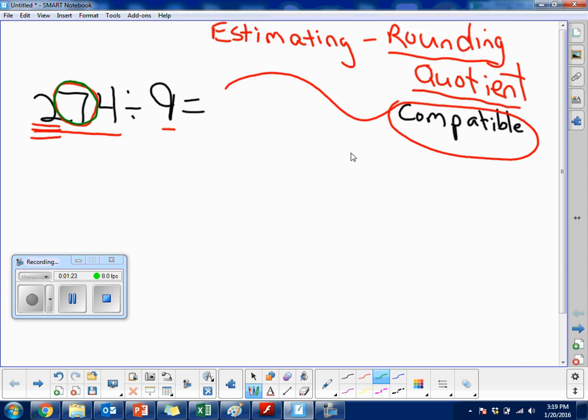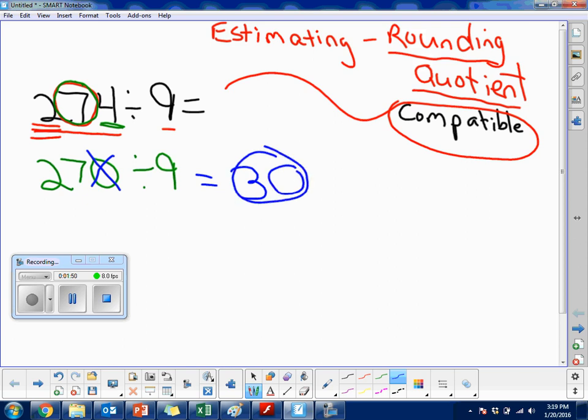Alright? So let's take a look at this 4 right here. Is that 4 going to make the 7 go up? Or is it going to make it stay the same? Well, we know by now it should stay the same. So let's change this into 270 divided by 9. Now, just like before, I'm going to take away the 0, and now I have 27 divided by 9. And we know that equals 3, add my 0 back, 30. That's an example of estimating and rounding and figuring out the quotient.